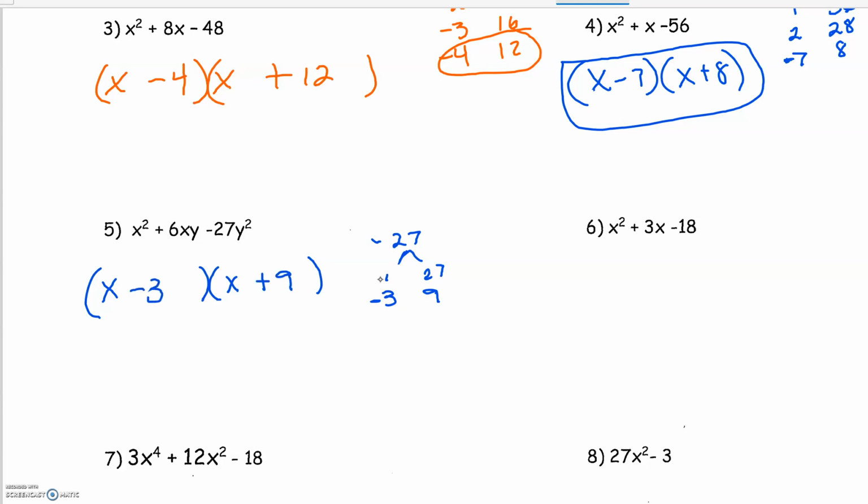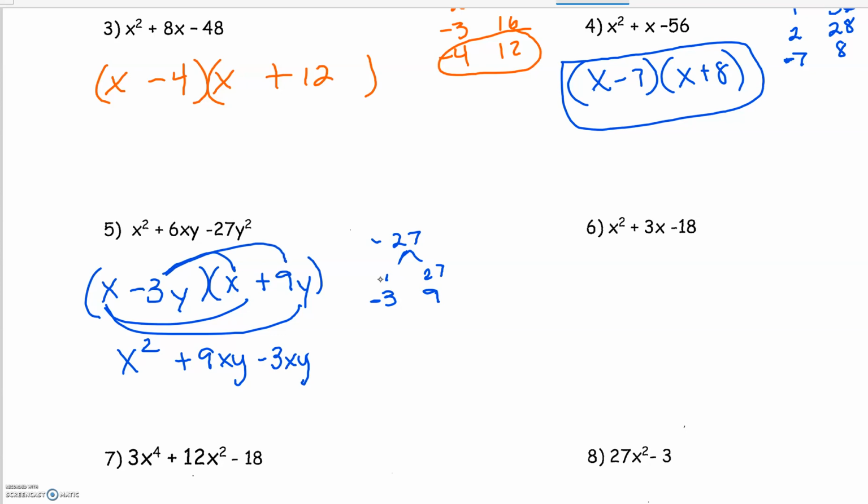And then they have y's. How are we getting y squared? A y and a y. So that's how we're getting the xy, because if we FOIL, we get x squared. Then we get a 9xy. And then here we'll get a negative 3xy. And then here we'll get that negative 27y squared.